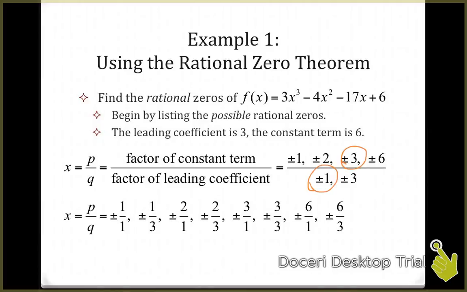3 over 1, right there. 3 over 3 is that one. 6 over 1 is right there. And finally, 6 over 3 is that one. Okay, now we're going to take all of these combinations and we're going to simplify them.